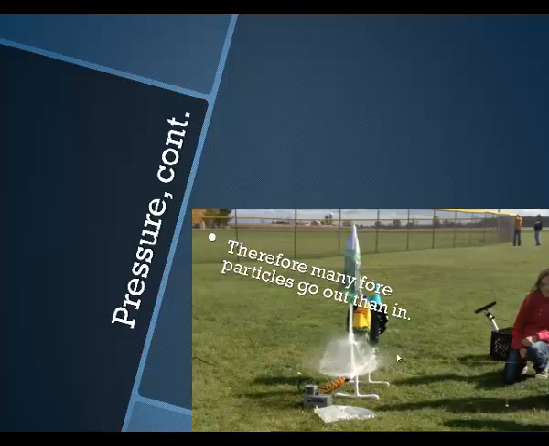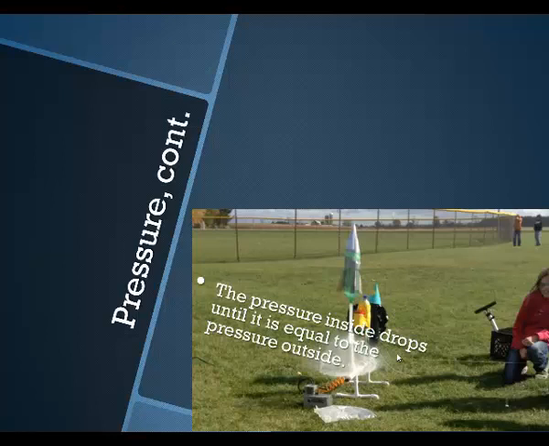So in our rocket lab, when we remove the pin, that rocket takes off because more particles are shooting out of the bottom or the base of that rocket than are actually coming into the rocket. So the force of that water or those other particles that are coming out causes an upward momentum, or upward thrust. The pressure inside drops until it is equal to the pressure outside. And when we get to the point with our rocket lab where we have equal pressure inside and outside, the rocket no longer has thrust.